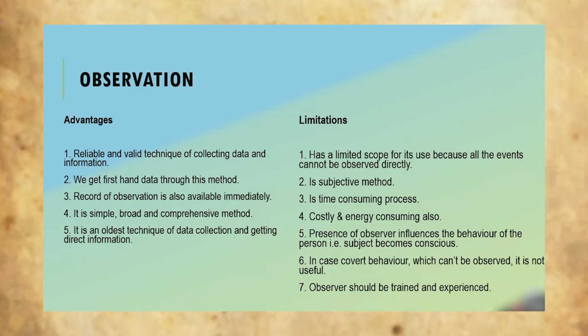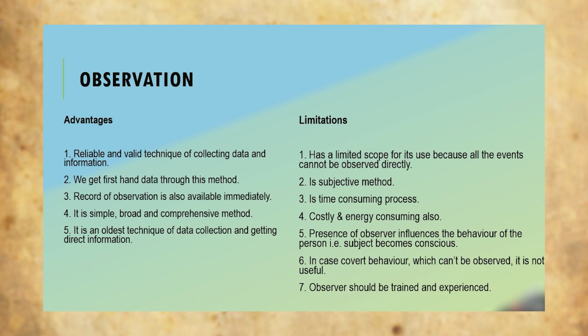The advantages are that observation is a reliable and valid technique of collecting data and information, as the researcher is collecting the data by himself. We get first-hand data through the observation method. The record of observation is also available immediately and it is a simple, broad and comprehensive method. Observation is the oldest technique of data collection and to get direct information, observation is quite important.